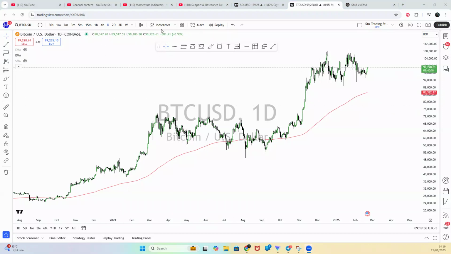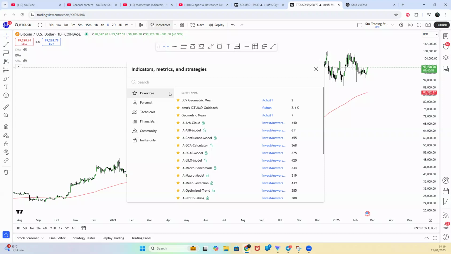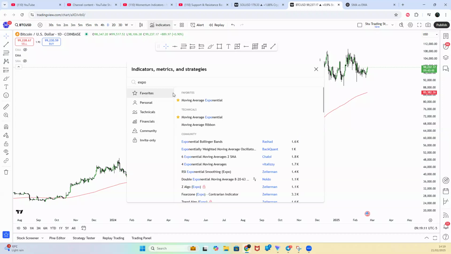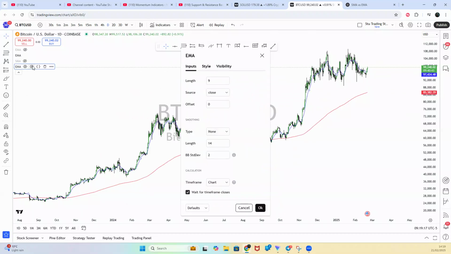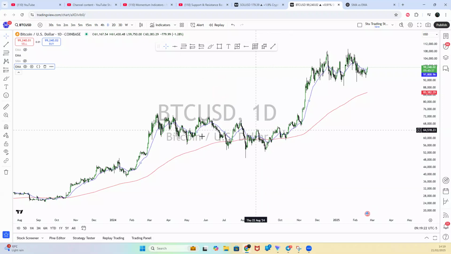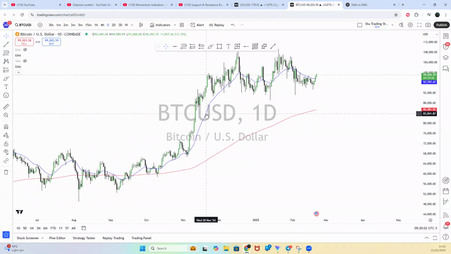So what we can do here is add another moving average. So let's find exponential moving average. And I'm going to change this to 20 period moving average, and I'm going to make it blue just so that it's easy to differentiate between the 200 period moving average. So now we've got a 200-day moving average and a 20-day moving average. And as we can see, the 20-day moving average follows price much more closely and will change direction much more quickly than the slower moving average.